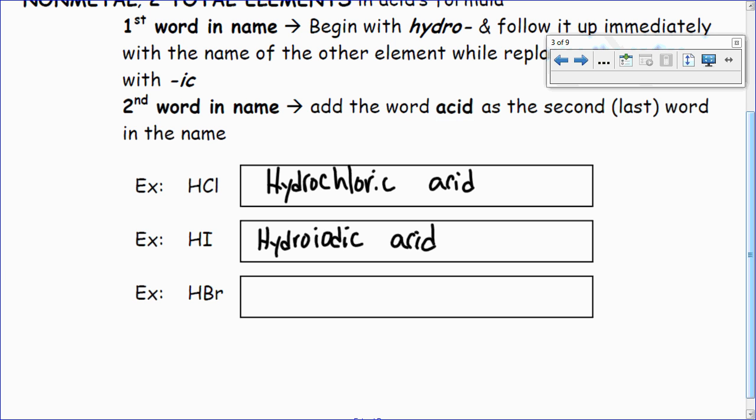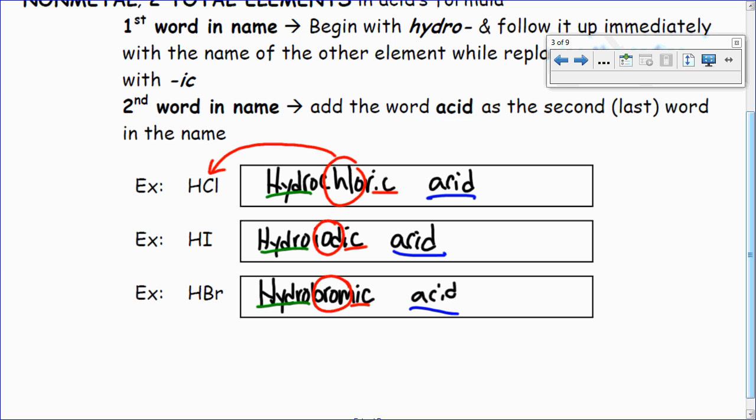And then the last one, HBr. Hydrogen and bromine, so hydrobromic acid. So ic at the end, hydro at the beginning. Oh, I forgot the acid on this one. Acid. Double acid at the second word. And the only part you really got to worry about is that middle part that has to do with the element that the hydrogen is attached to.